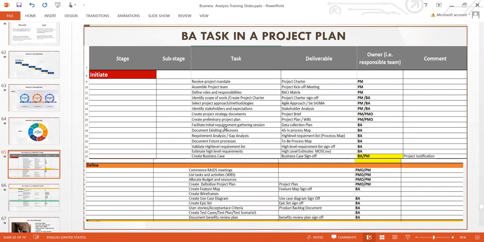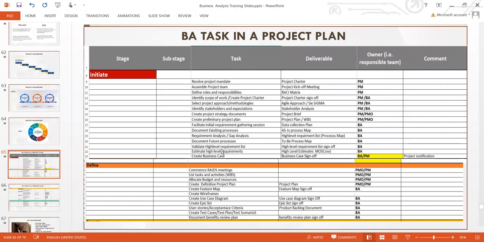Facilitate initial requirement gathering, that is data collection. This is the job of a business analyst. Document existing process, this is the job of a business analyst. That is process mapping, the as-is process map. Requirement analysis and gap analysis, that is high level requirements and process map. This is the duty of a business analyst. Document future processes, that is a to-be process map. This is the duty of a business analyst.